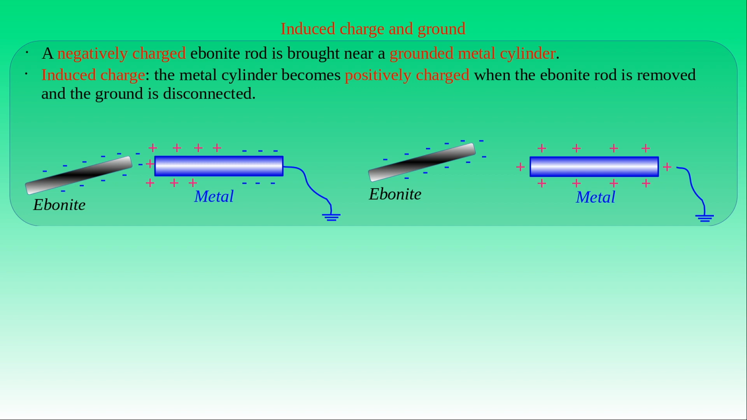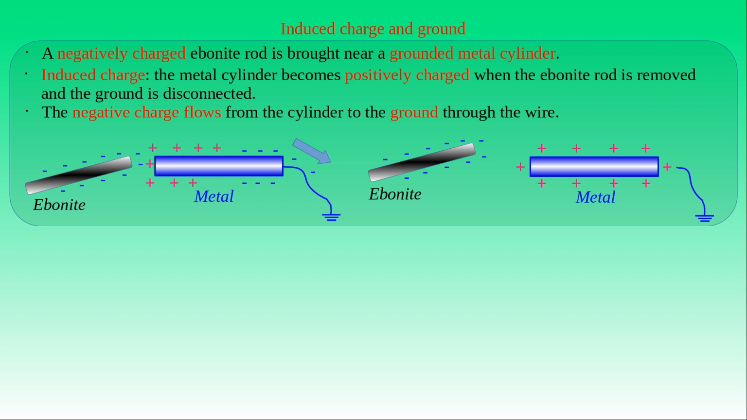Since the right-hand side of the cylinder is connected to the ground, negative charge flows from the cylinder to the ground through the wire. The charge transfer causes shortage in the negative charge in the cylinder. If we remove the ebonite rod and disconnect the ground, the separation of charge will cease in the cylinder and the charge becomes evenly distributed in it. Since some amount of negative charge was already removed from the cylinder, its net charge will be positive.